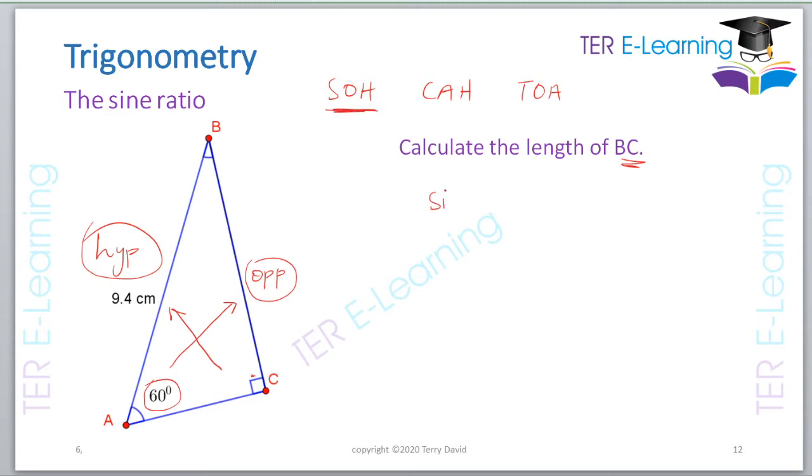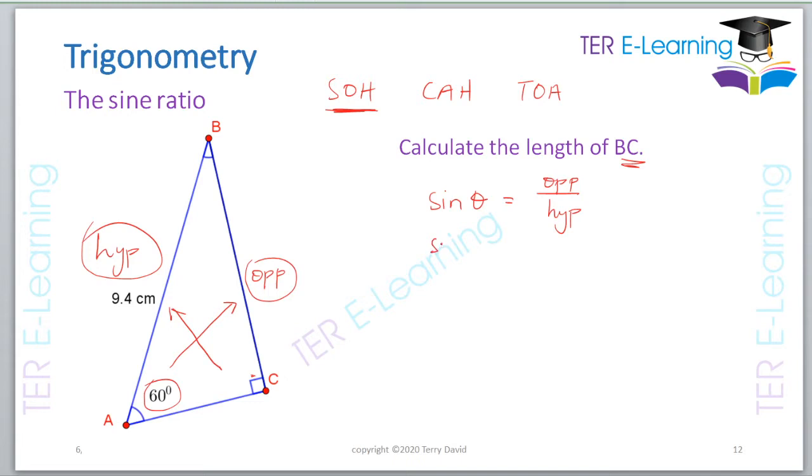This is a challenge for some students. They look at the question and they are confused as to what we are supposed to use. I'm going to use sine because I have hypotenuse and I have opposite. So you start off by writing what the sine ratio is. Sine theta is opposite over hypotenuse. That's what the sine ratio is.